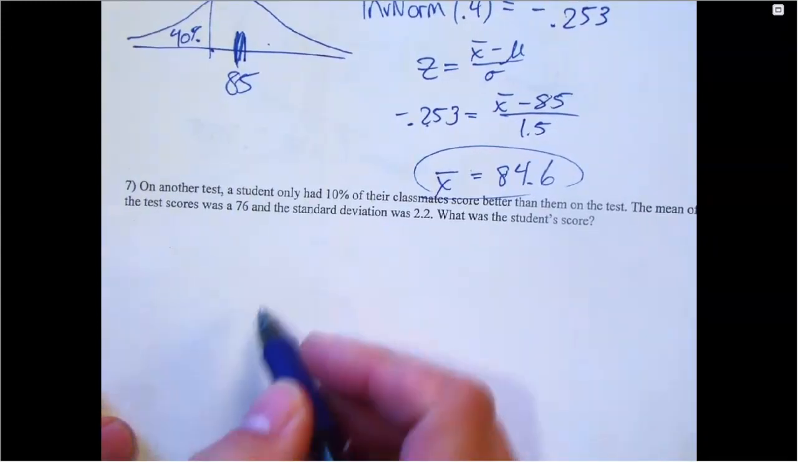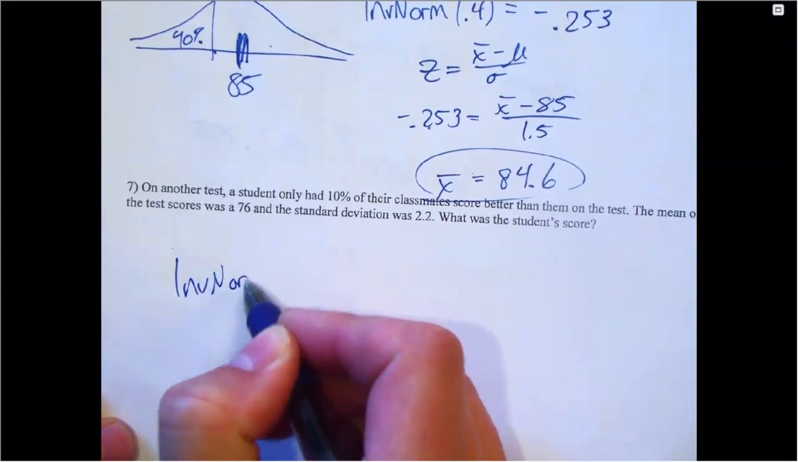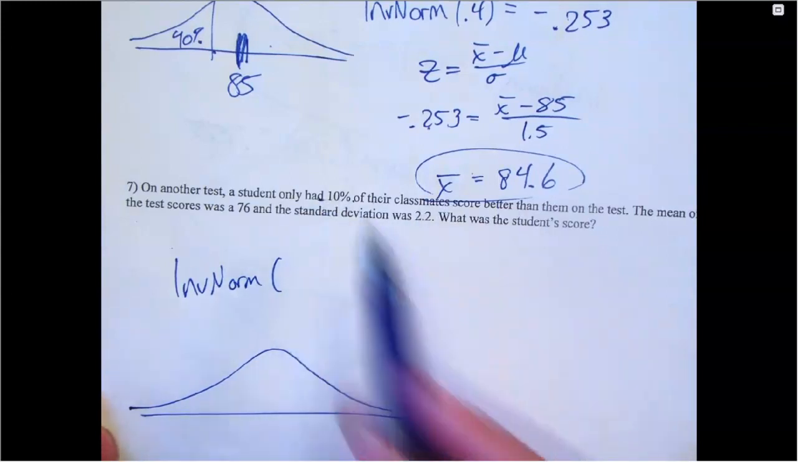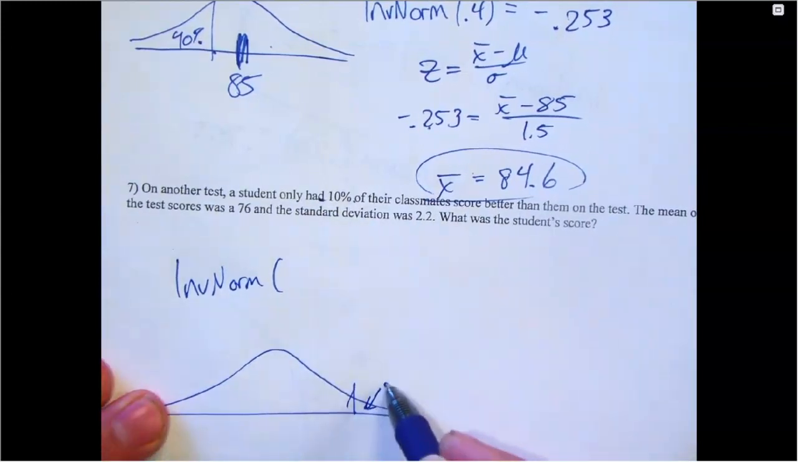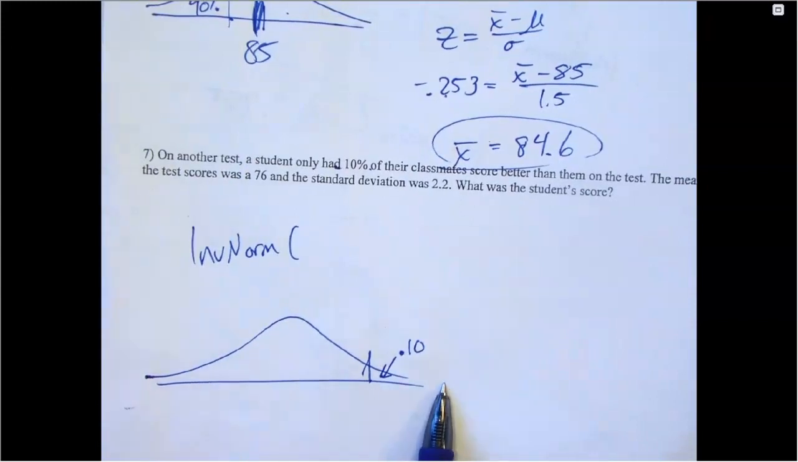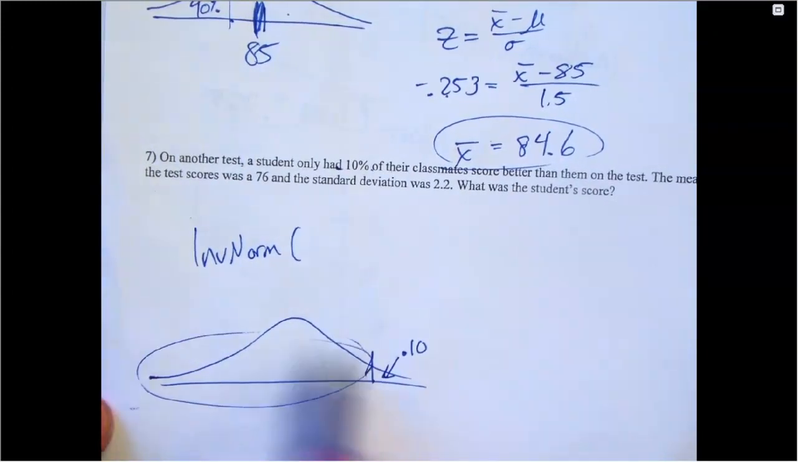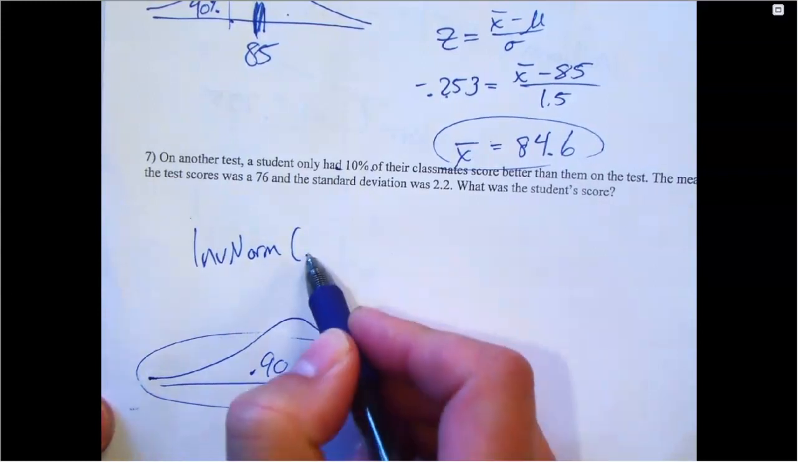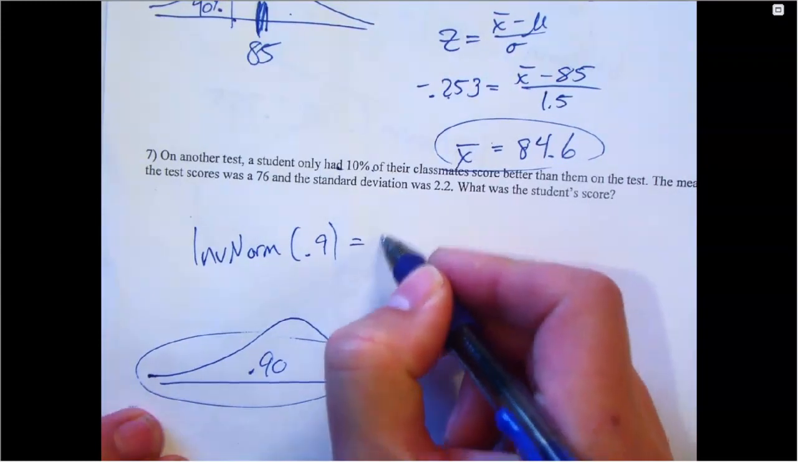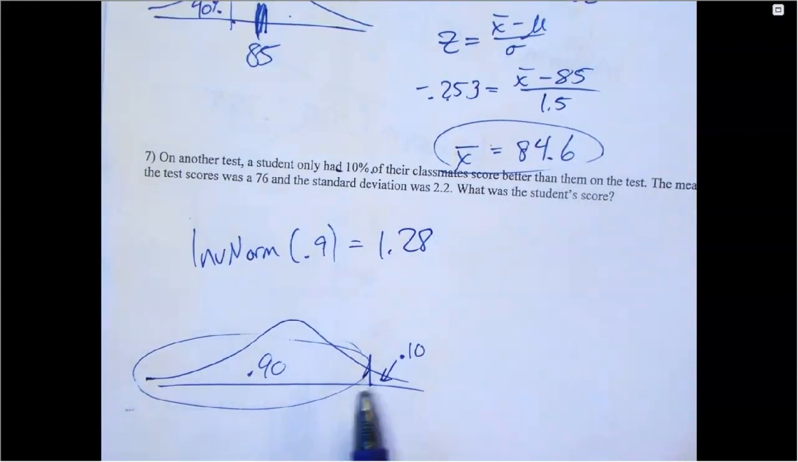Number 7, the big thing here is making sure you did the inverse norm correctly. Only 10% did better than them, so this side is 10%, but your calculator doesn't speak that language. Your calculator only speaks the left-hand side, the part that's lower, so you have to do the inverse norm of 0.9. I get 1.28, and it's positive, which is good, because if only 10% is better, then I should be way above the mean.